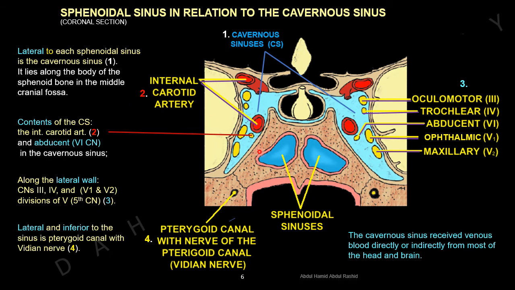Number 2. On the lateral wall of the cavernous sinus, you can see here oculomotor nerve, that is the 3rd cranial nerve, trochlear nerve, 4th cranial nerve, and then below is ophthalmic, V1, and maxillary, V2 divisions of the trigeminal nerve. The 6th cranial nerve is inside together with the internal carotid artery. Infralateral to the sphenoidal sinus is the pterygoid canal with the nerve of pterygoid canal, also known as Vidian nerve.